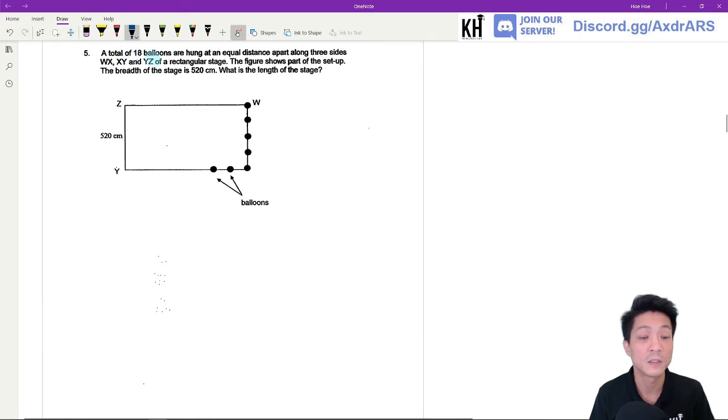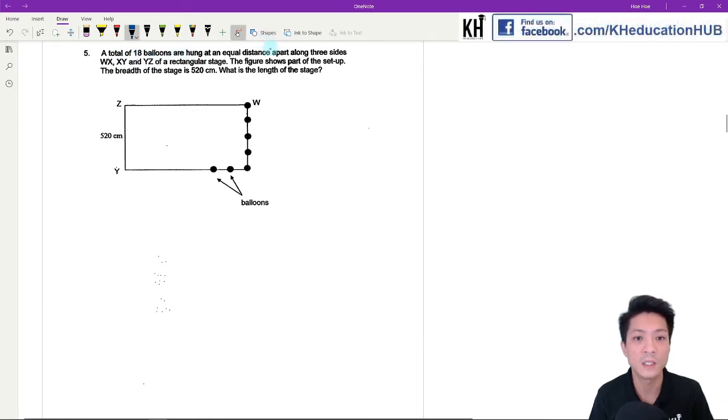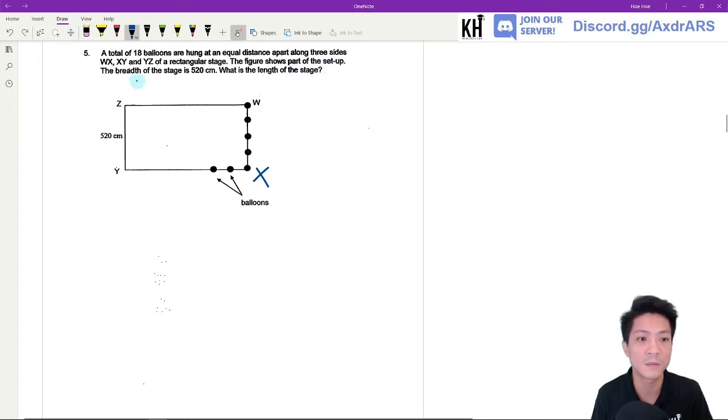Question 5. A total of 18 balloons are hung at an equal distance apart along 3 sides, WX, XY and YZ, of a rectangular stage. The figure shows part of the setup. The breadth of the stage is 520 cm. What is the length of the stage?